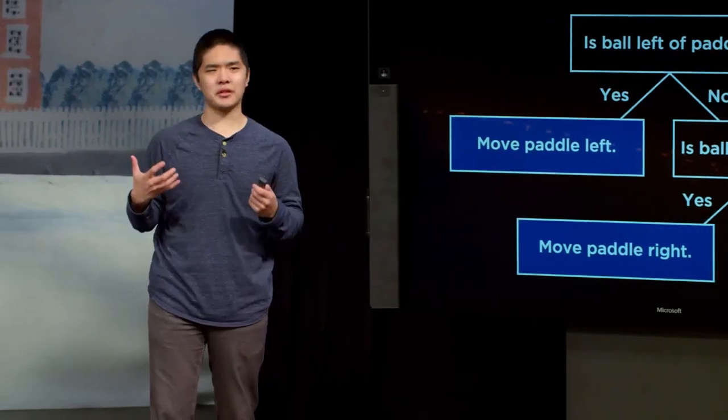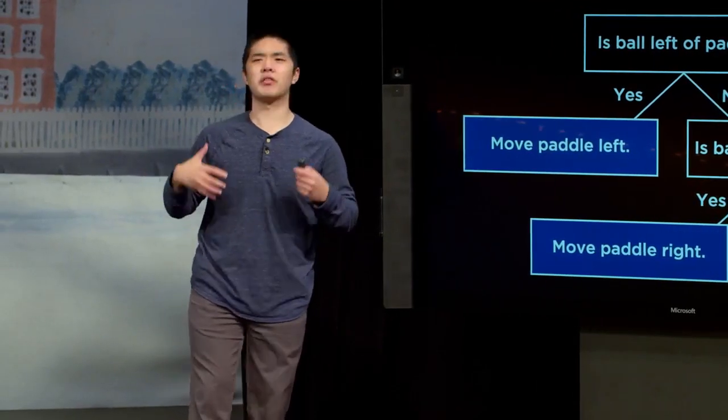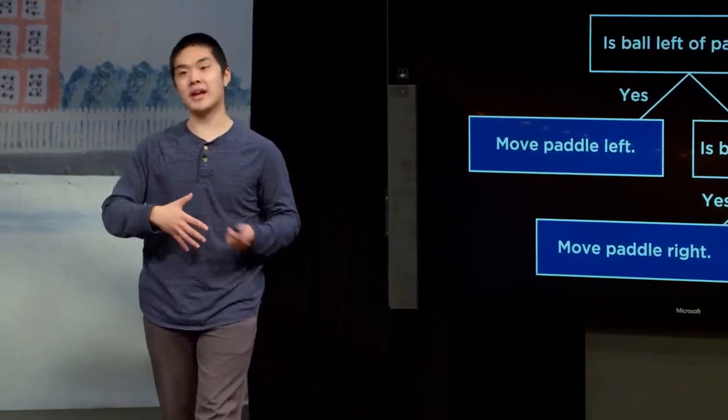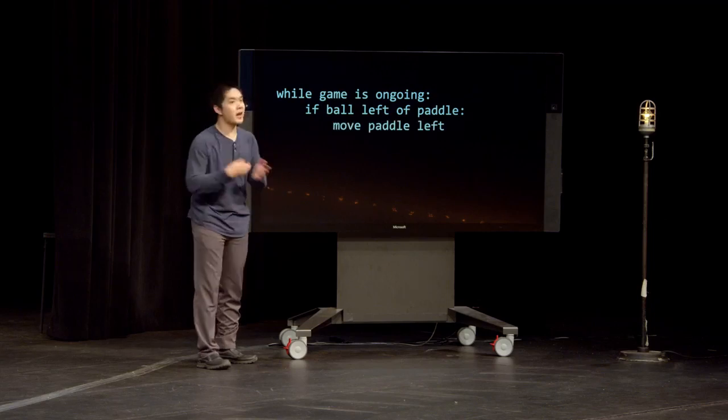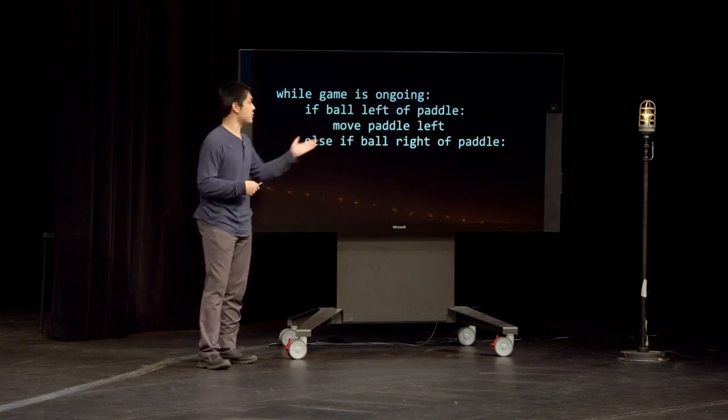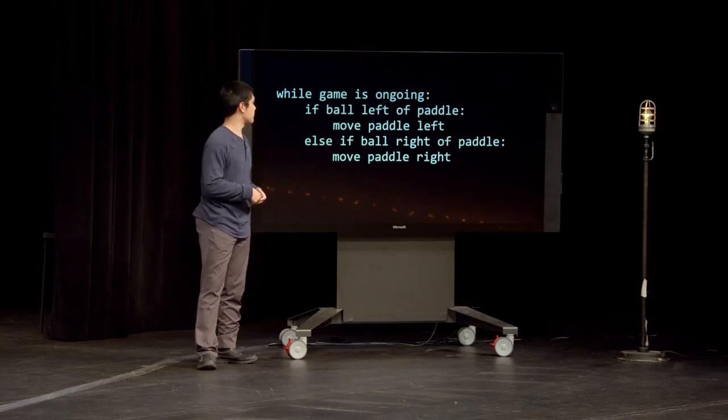And we could take that decision tree and turn it into a kind of pseudocode, something that might look like something you would write in C or in Python. I might say, while the game is ongoing, if the ball is to the left of the paddle, go ahead and move the paddle to the left. Else, if the ball is to the right of the paddle, move the paddle to the right.